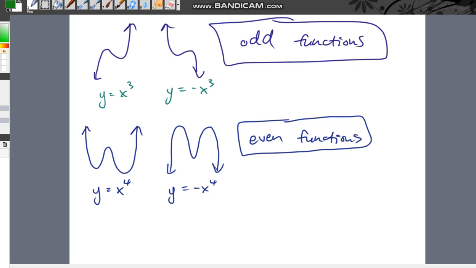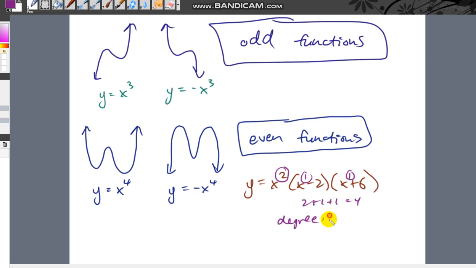For example, if you look back at the examples that we did earlier, we have y equals x squared times x minus 2 times x plus 6. So we have a degree of 2 here, this is a degree of 1, and this is a degree of 1. So 2 plus 1 plus 1 means that the degree of this polynomial is going to be 4. That's why the shape of that particular example that we went over earlier looks something like that, if that makes sense.